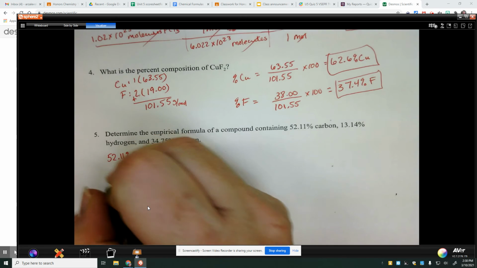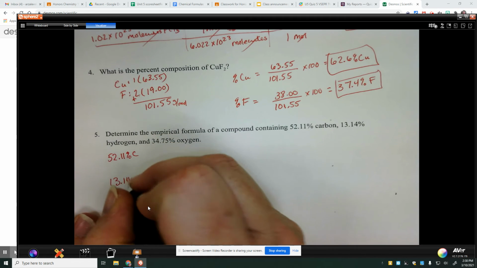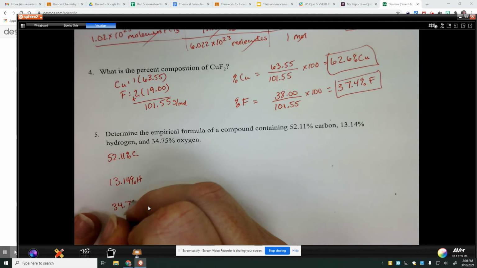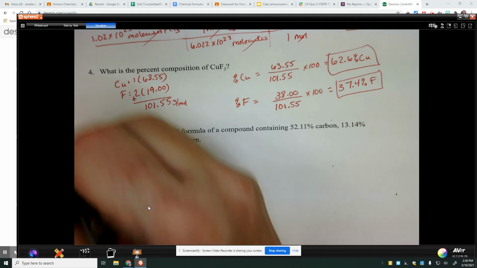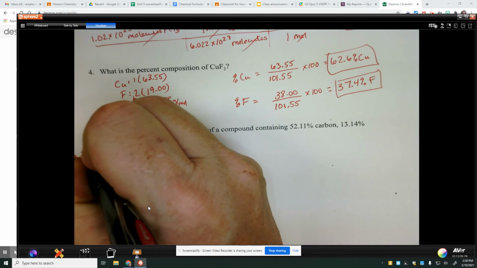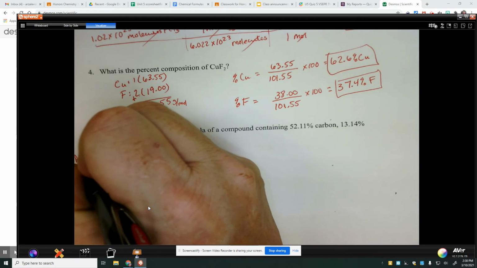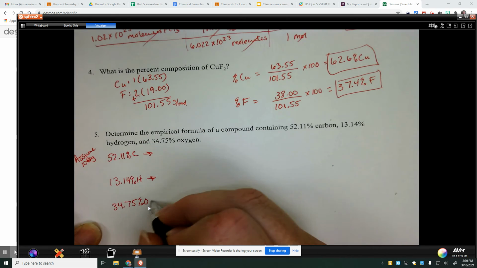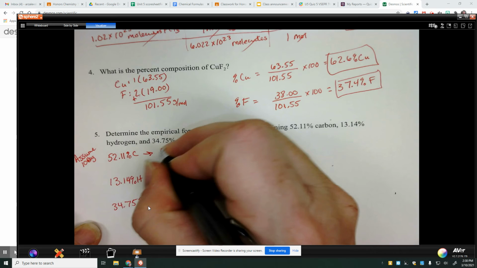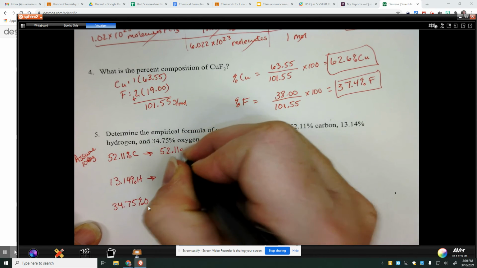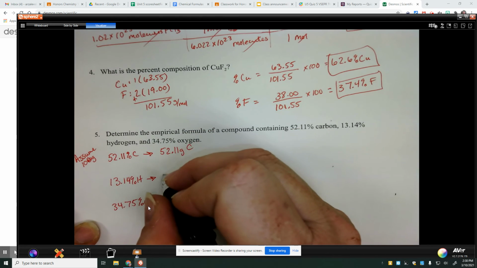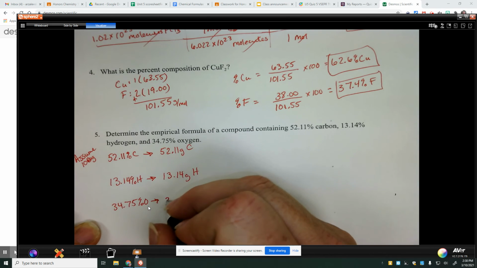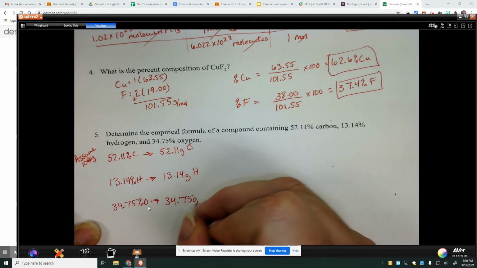52.11% carbon, 13.14% hydrogen, and 34.75% oxygen. We're going to assume that we have 100 grams, so that will make things easier for us when we go to find the mass of each of these. So 52.11% of 100 is 52.11. So that's how many grams of carbon, grams of hydrogen, and 34.75 grams of oxygen.